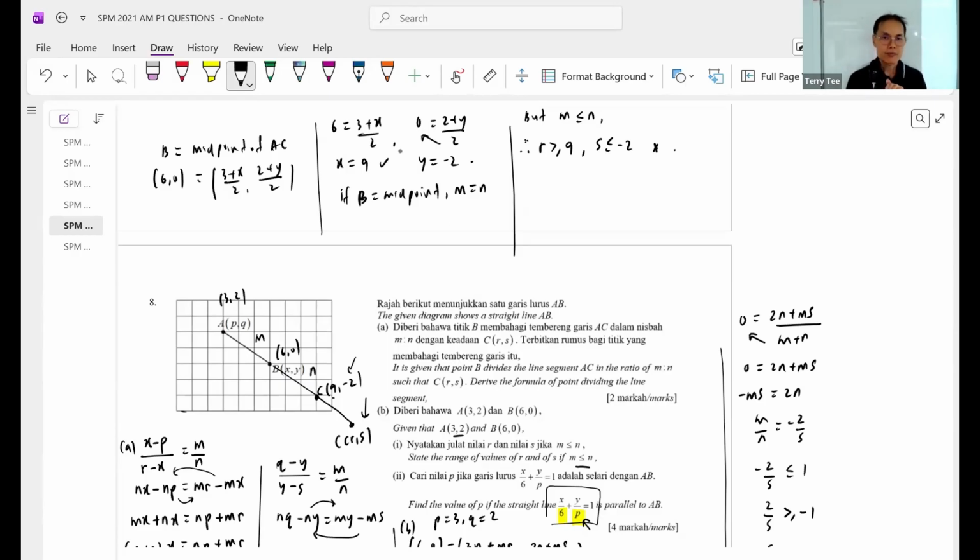So you can find the midpoint. Then you already know this is 9 and minus 2. You can write your R, you can write your S. The only thing is you have to sort out the inequality, right? You have to see that it's further to the right, further below. So your R is greater or equal to 9, S is less than or equal to minus 2. Yeah, you can use this midpoint method.